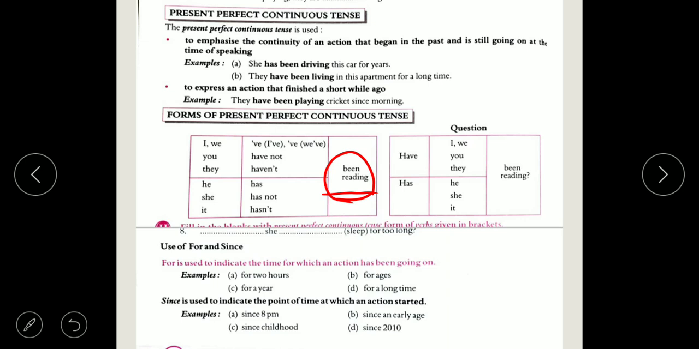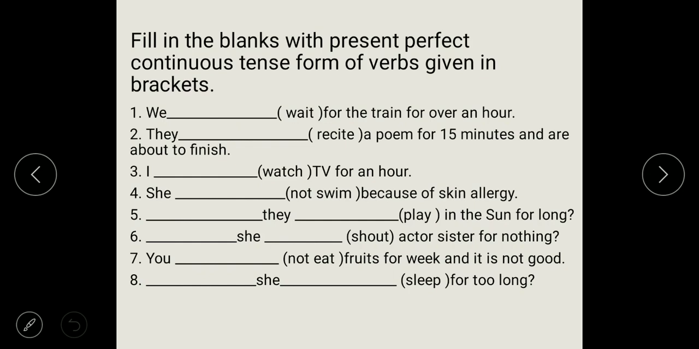Now the use of since and for. For is used to indicate the time for which an action has been going on. For 2 hours, for a year, for ages, for a long time. And since is used to indicate the point of time at which an action started. Like since 8, since childhood, since an early age, since 2010. Okay. Now the next question is, fill in the blanks with for or since.